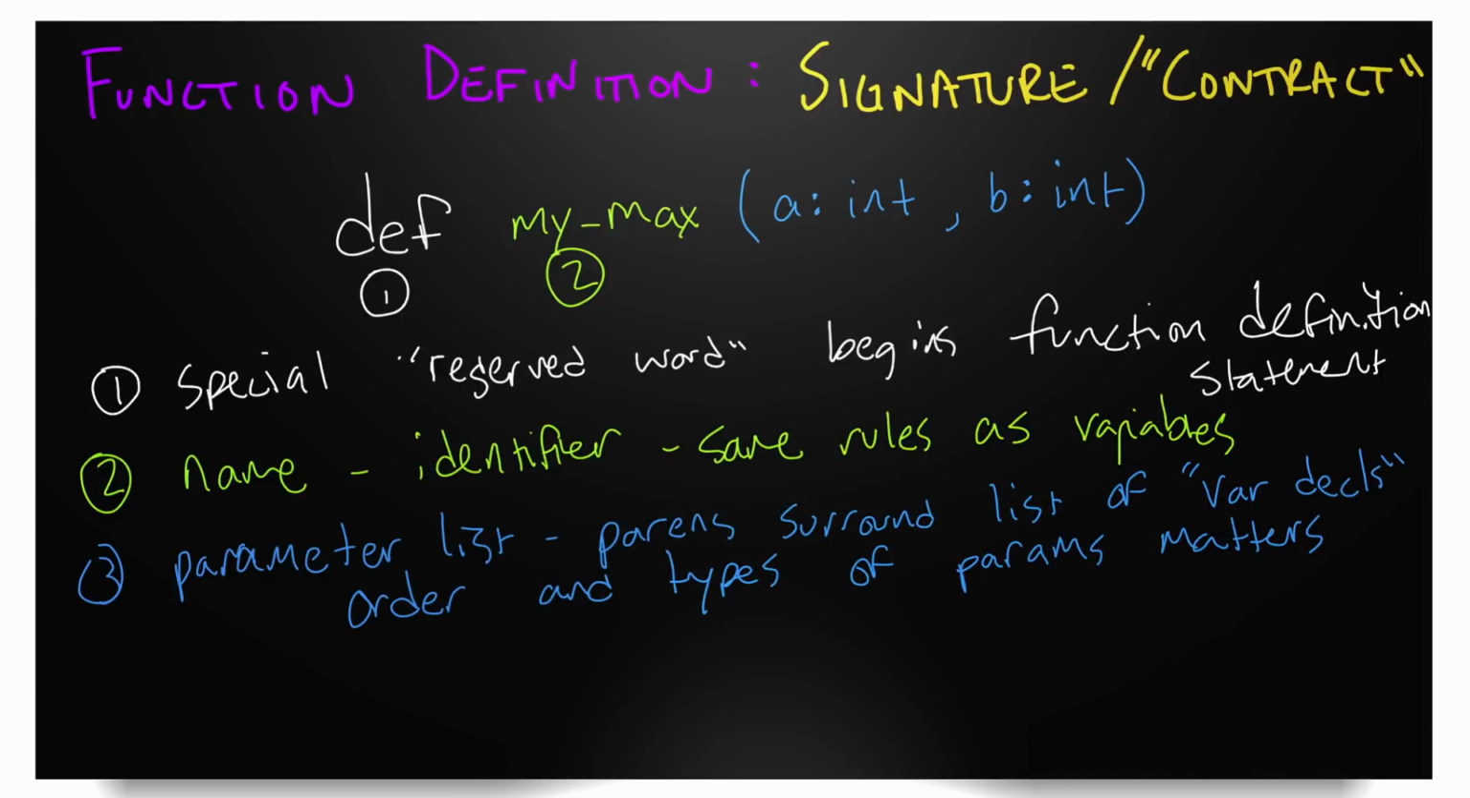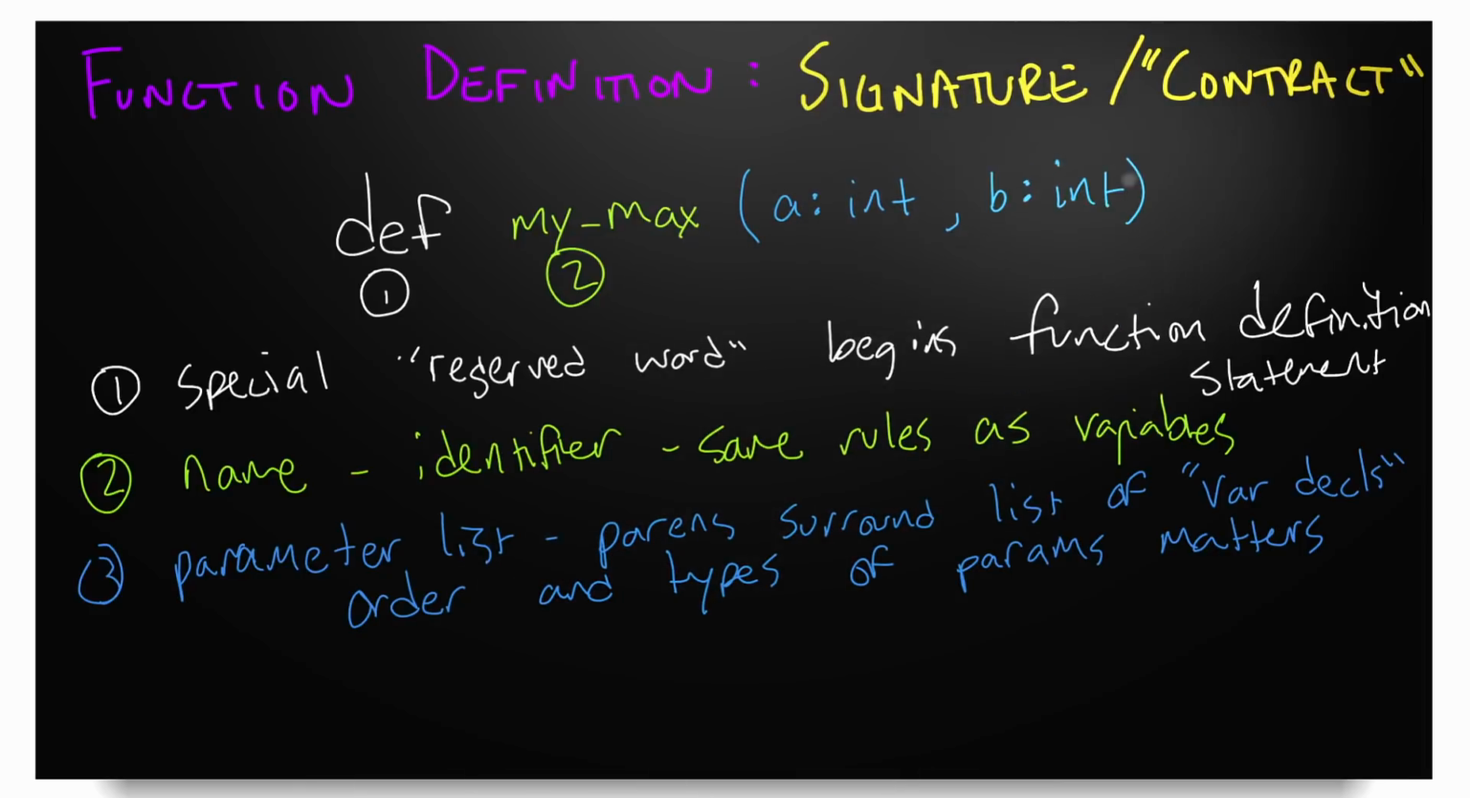All right, so our parameter list is parentheses surrounding a list of variable declarations, kind of. And the order of those matters. They're separated by a comma. If you want to have multiple parameters to a function, you have this comma that separates them. Okay, and next we have our return type. Following the last parenthesis, we're going to have what looks like an arrow, but it's made up of a dash and a greater than symbol, and our return type, integer, and a colon.